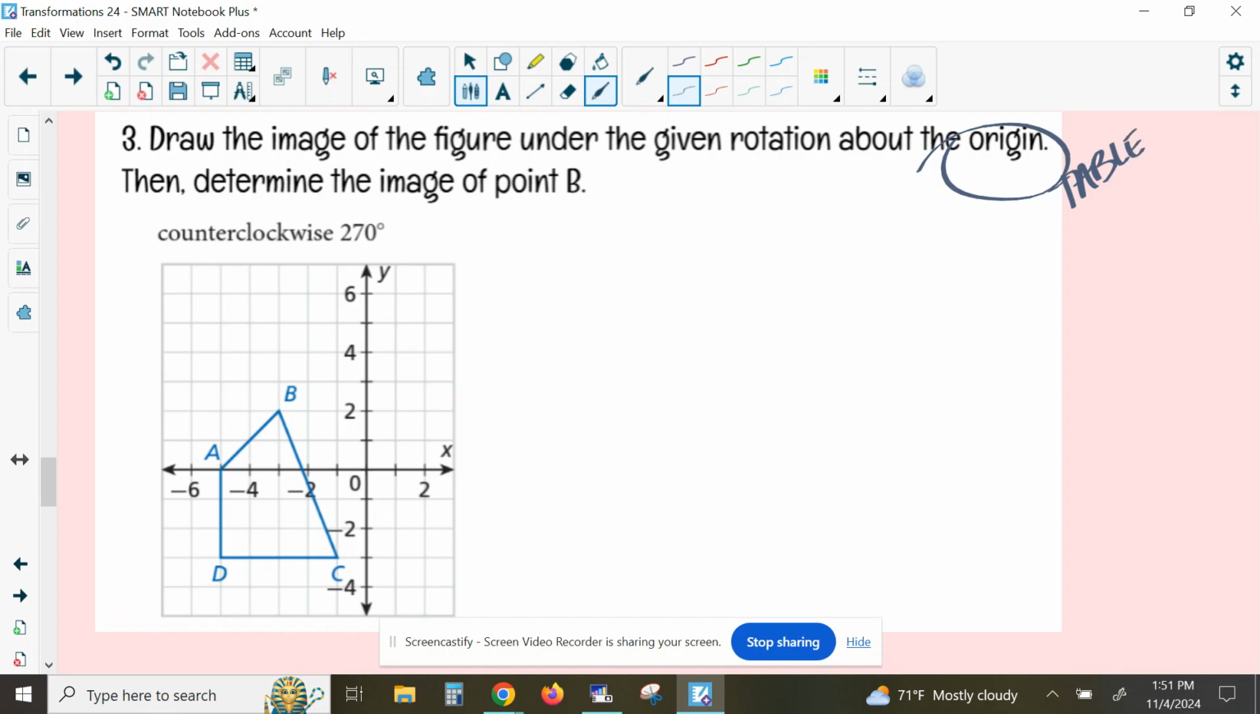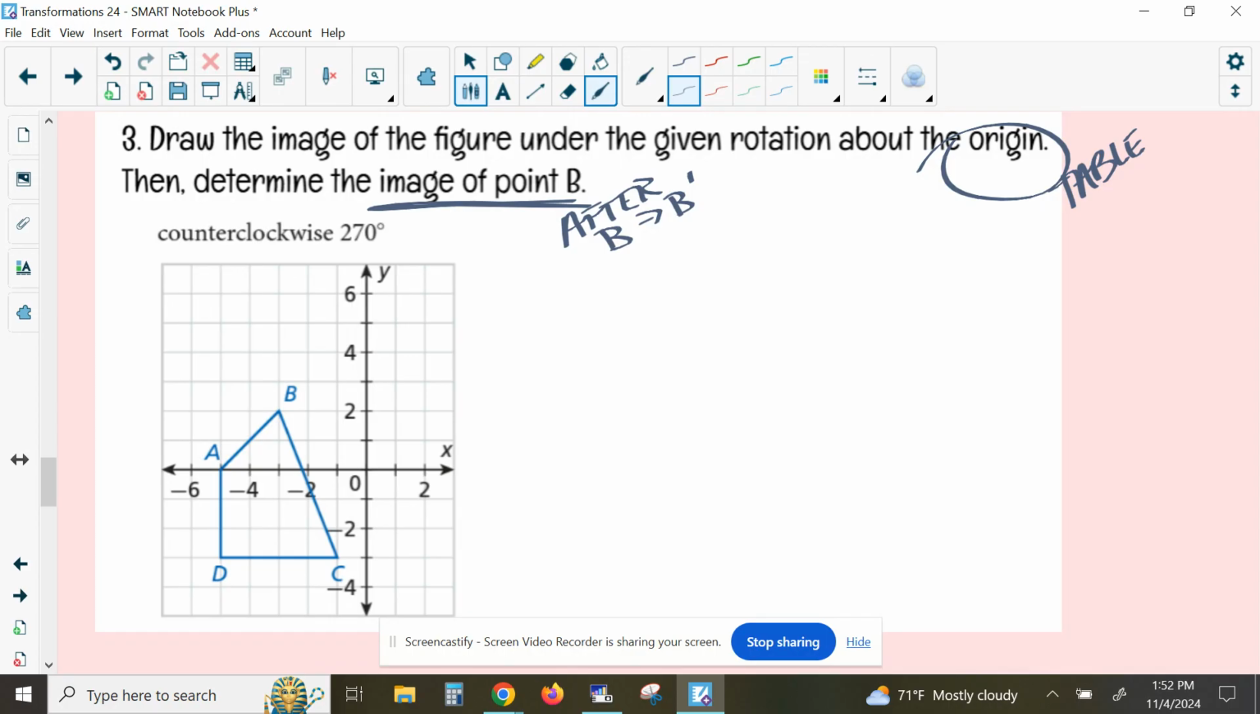Okay, so we're going to use the table. Try not to have side conversations. We want to determine the image of point B. What's the image of point B? Is that the first one or the second one? Image is the second one, so this is the after. So we want the after of B, which is really B prime. So we are going to be looking for B prime.